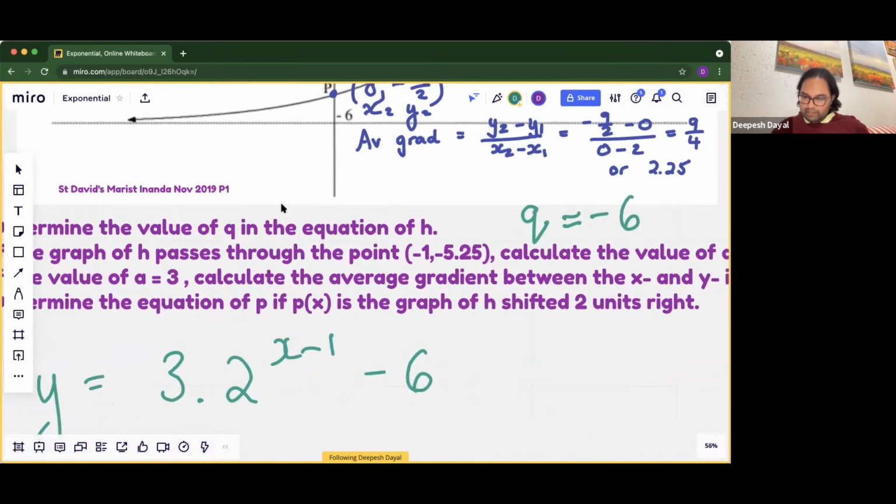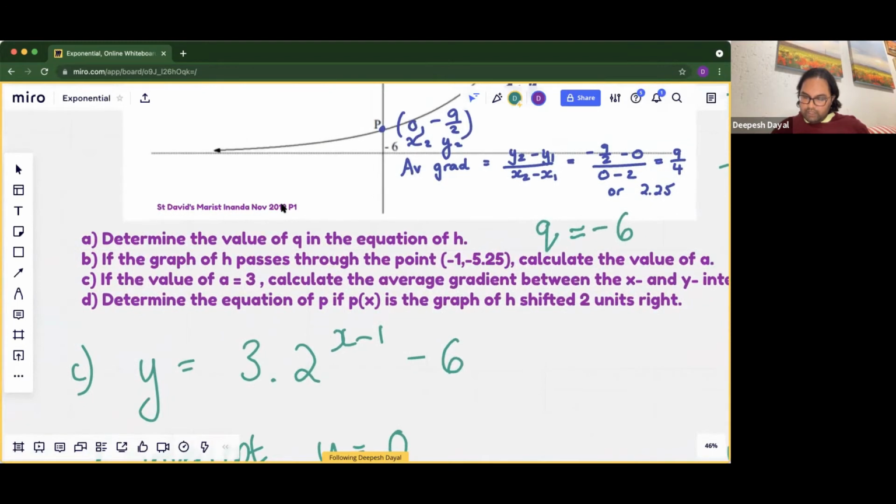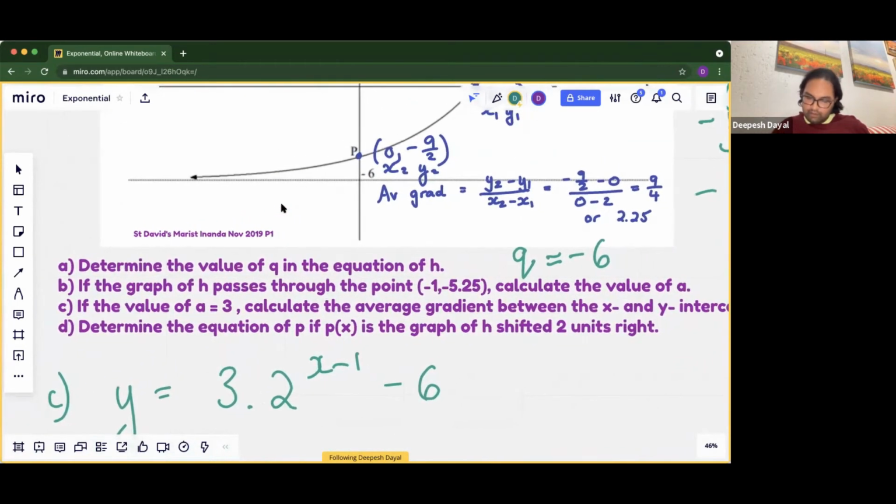And we've got the last question here, which says, determine the equation of p if p is the graph of h shifted 2 units to the right. So it's shifted 2 units to the right. So what is it going to affect? It is going to affect the power. Remember, this one tells you about the y asymptotes and movements, and this one tells you about the x. So it's 2 units to the right.